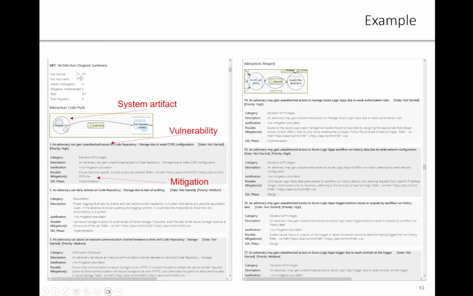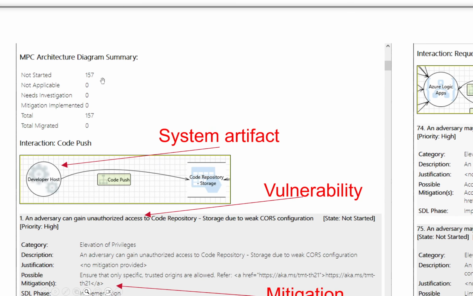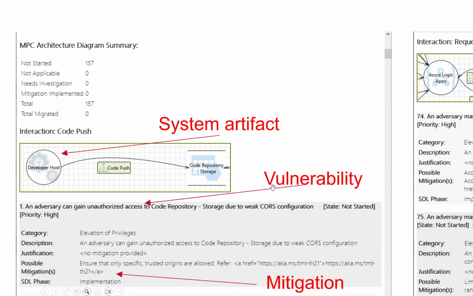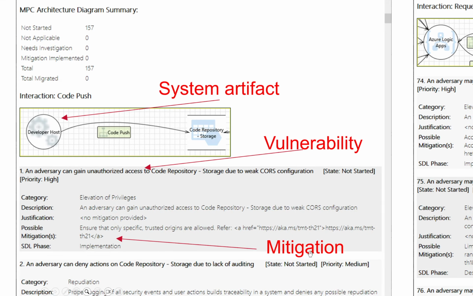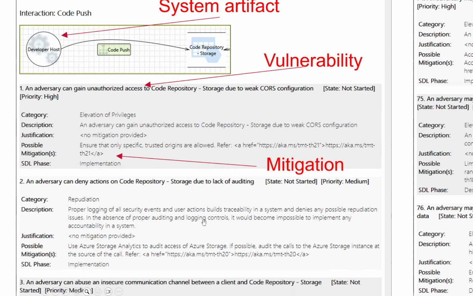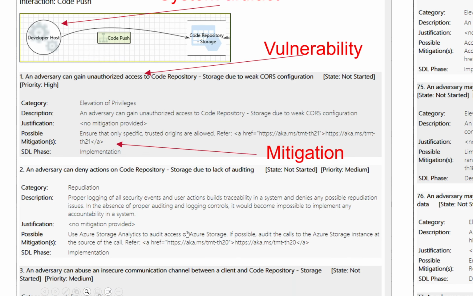So at that setup, I had 175 recommendations. You see the system artifact, you see the vulnerability. Sometimes it also recommends the mitigation, what you should do. Only specific trusted origins are allowed. And that's basically hardwired to the node that you have selected.